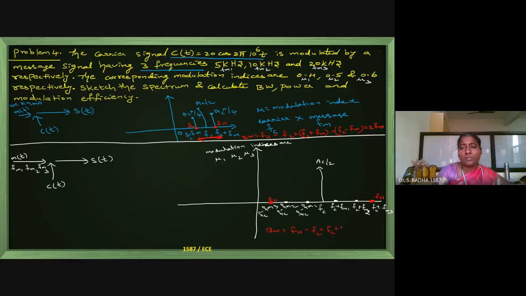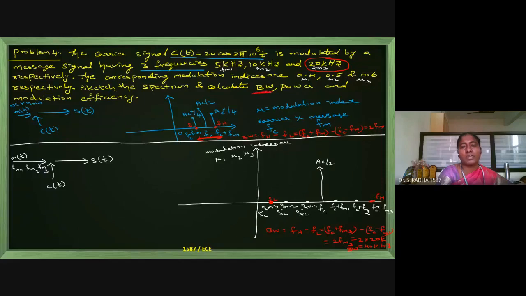This is Fc plus Fm3 minus Fc minus Fm3, and then we have 2 times Fm3. We know that Fm3 is 20K. So 2 times 20 is 40 kilohertz. 40 kilohertz is the bandwidth. They asked to calculate the bandwidth.